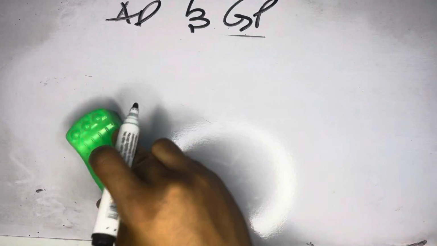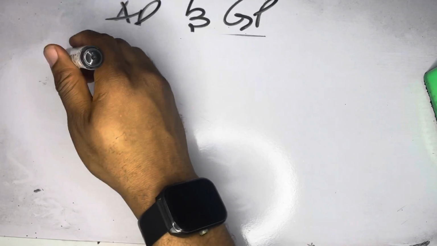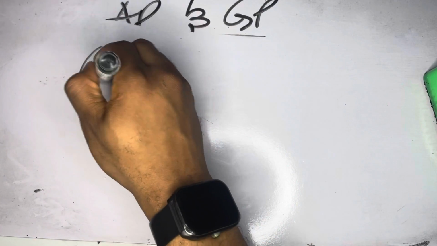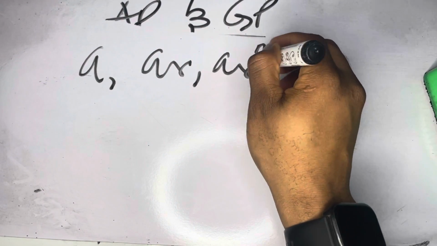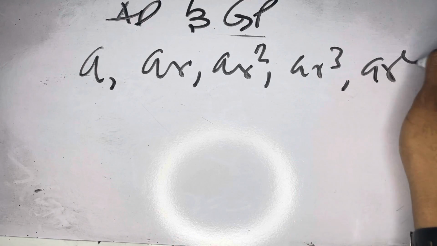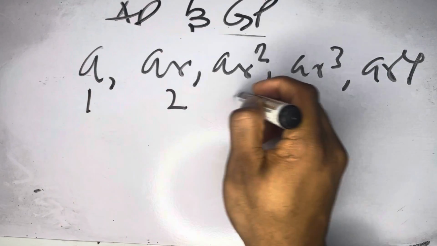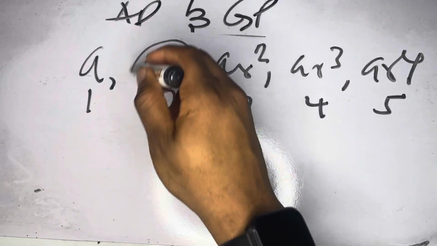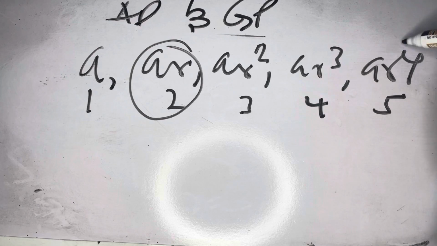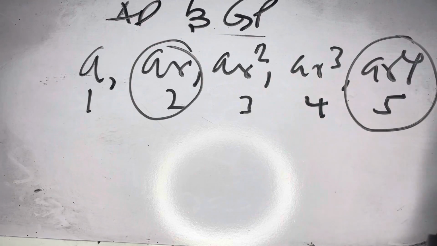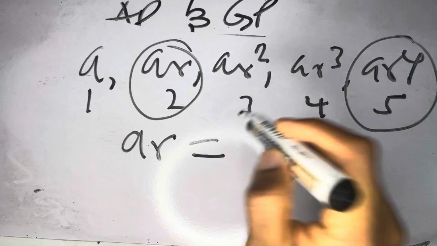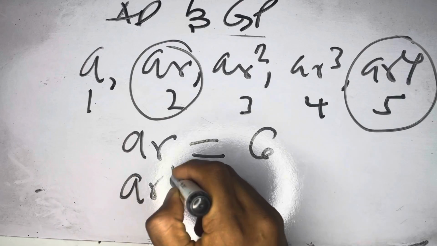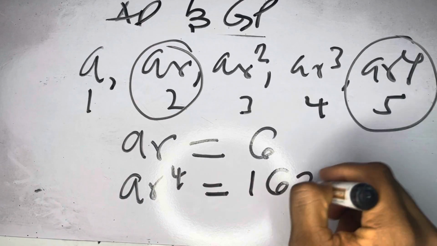So now let's solve that quickly. Remember I told you that the pattern for the GP is A, AR, AR², AR³, AR⁴, like this: first term, second term, third term, fourth term, fifth term. We are told that the second term is equal to 6 and the fifth term is equal to 162. So AR is equal to 6, and AR raised to power 4 is equal to 162.